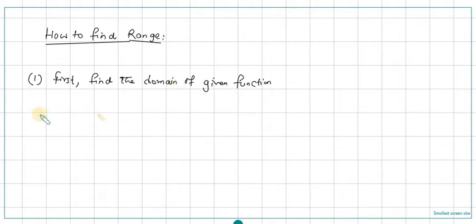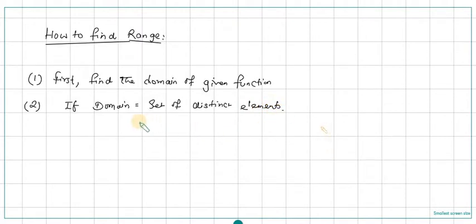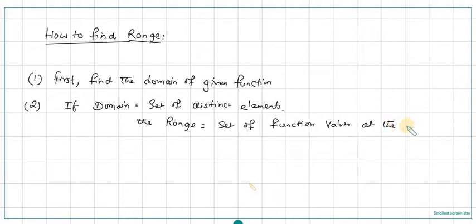Now if we have the domain, then we have to see what kind of domain we have found. If the domain is some set of distinct elements, then the range will be the set of function values at those distinct elements. I'll explain what it means.